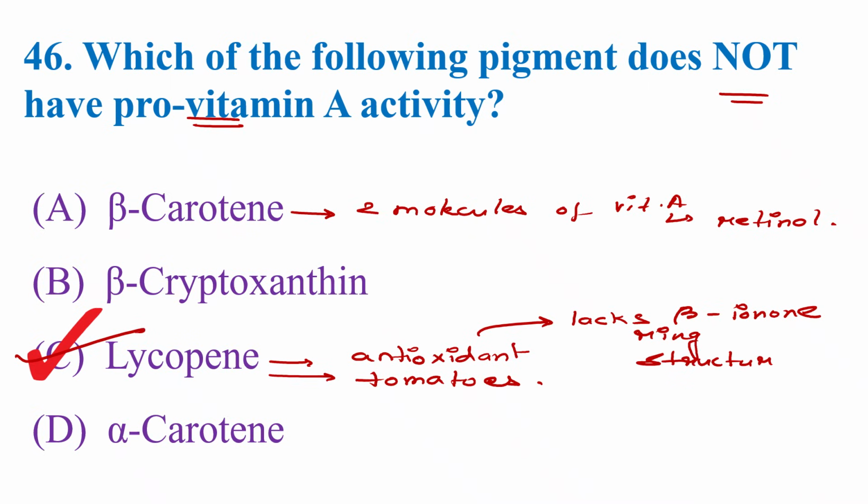Next, alpha carotene. So alpha carotene also has a provitamin activity. Even this is weaker than beta carotene, but it can be converted to vitamin A. So over here, my correct option will be option number C, that is lycopene.